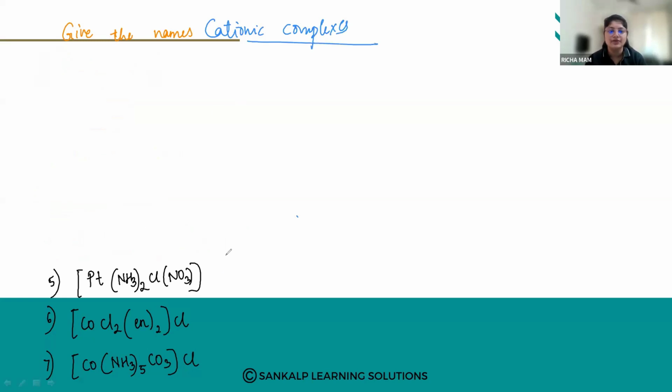So fifth one, try the fifth one. What is the fifth one? Diammine, chlorido, nitrito, platinum(II). Yamuna has answered. Diammine, chlorido, nitrito, platinum(II). Very good. Yes, it is correct.